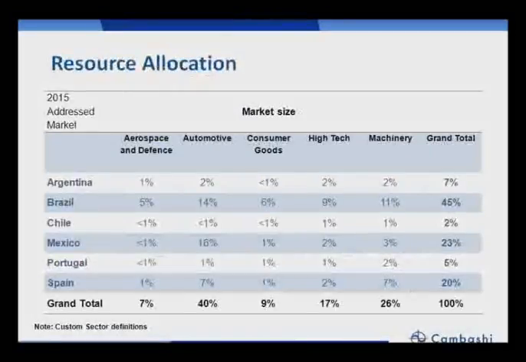Let's move on to the resources. Here's one way of helping the planning team understand the market opportunity. I've selected the countries and the sectors relevant to this company. Again, it's the same data, just viewed in a different way. I've calculated the market size as a percentage. The total market size of the custom sectors in the countries of interest is 100%, and everything else is part of this 100%.